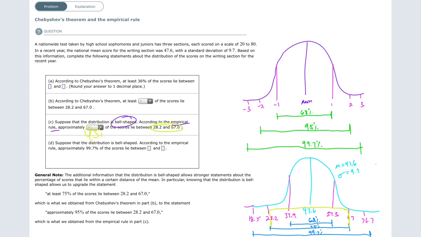And then the last question here, I go with it because it's easy since we have this already drawn out. According to bell-shaped and the empirical rule, 99.7%, that means you're 3 standard deviations away here. So my 2 answers are 18.5 and 76.7. If you think about this, the test score was 20 to 80. That's the possible scores. You can score somewhere between 20 and 80. Well, 99.7% of people are going to score somewhere between 18.5 and 76.7.